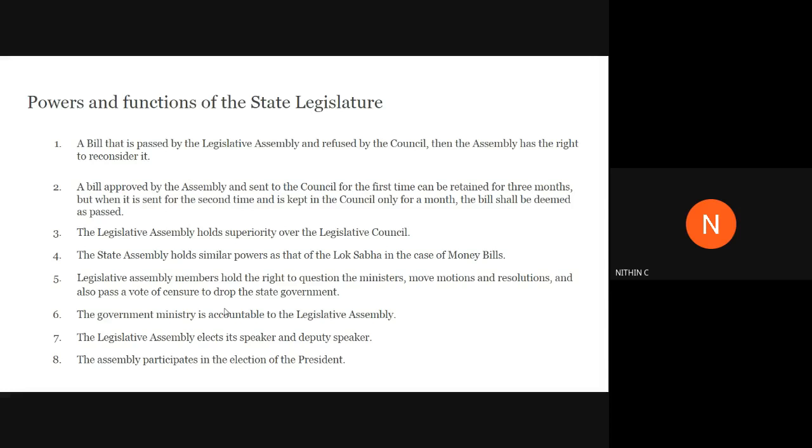We have already said that the legislative assembly is actually similar to Lok Sabha, and the upper house, the legislative council, is pretty much similar to the Rajya Sabha. So legislative assembly members hold the right to question the ministers, move motions and resolutions, and also pass a vote of censure to drop the state government.